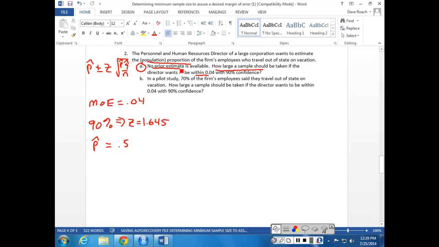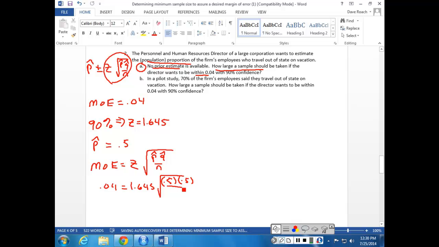So margin of error is equal to this right-hand side up here, z times the square root of p hat q hat over n. So we have 0.04 is equal to 1.645 times the square root of 0.5 times 0.5 over n. Now we want to solve this, just an algebra problem now.